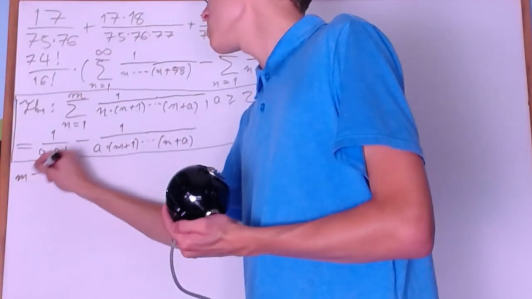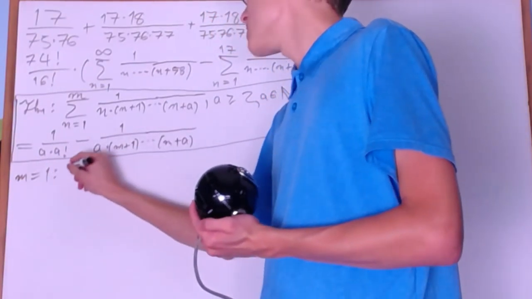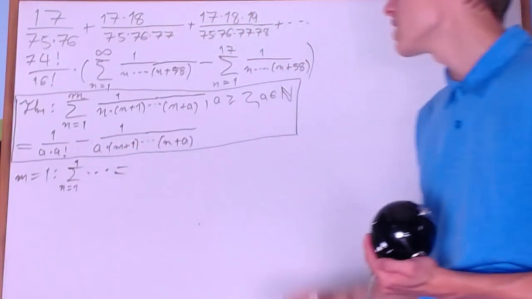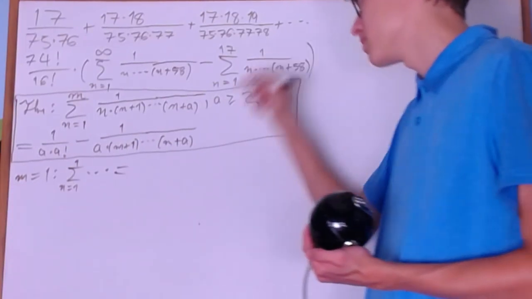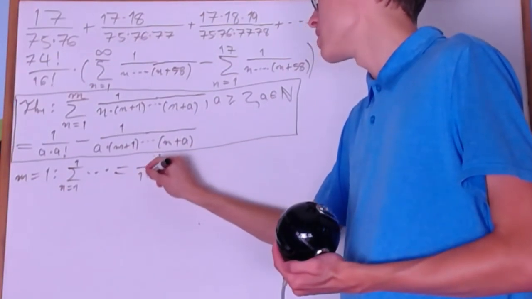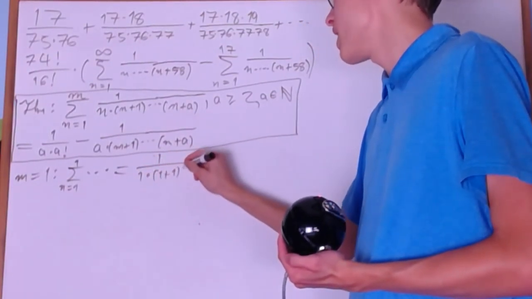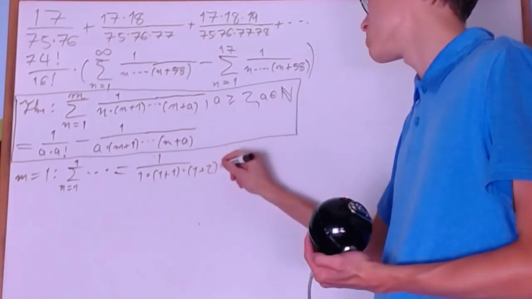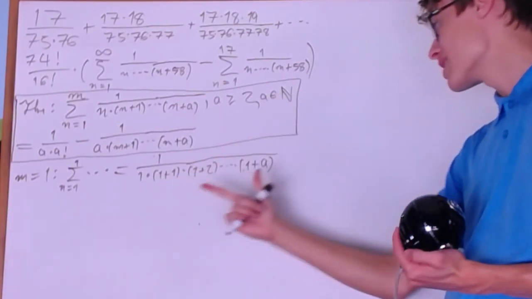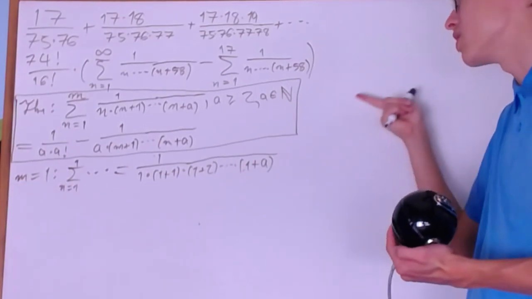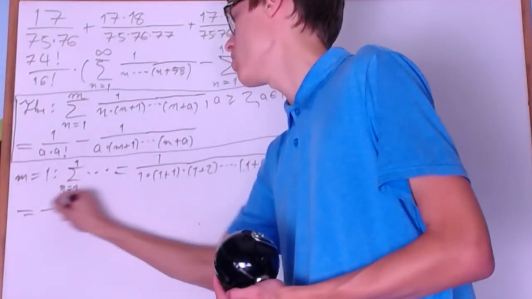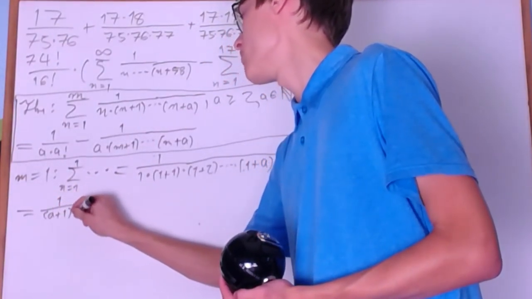So we start with the initial case, which is m equals 1, which is the sum from n equals 1 to 1 of whatever, which is just a single term plugging in n equals 1. Let's go ahead and plug in n equals 1. So we'd get 1 over 1 times 1 plus 1 times, well, 1 plus 2, all the way up until 1 plus a. This, on the bottom, is just a plus 1 factorial. You can clearly see that. So this is equal to 1 over a plus 1 factorial.